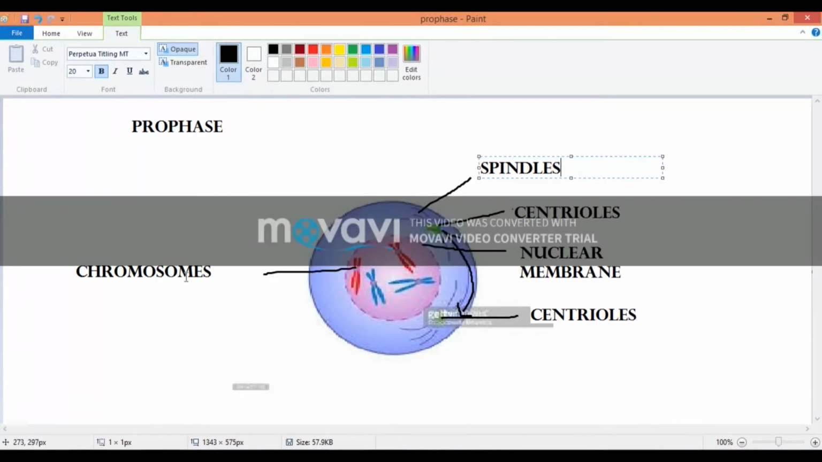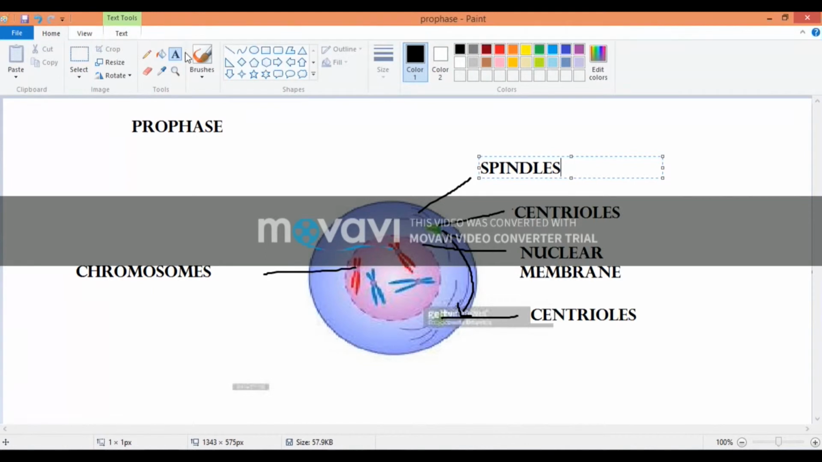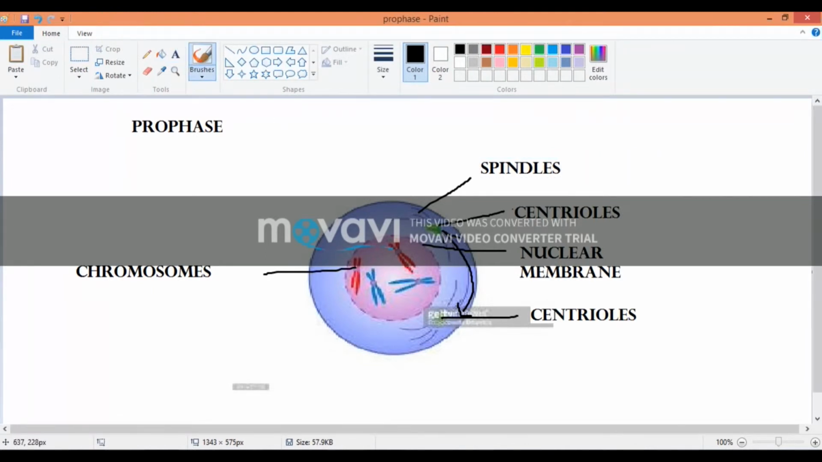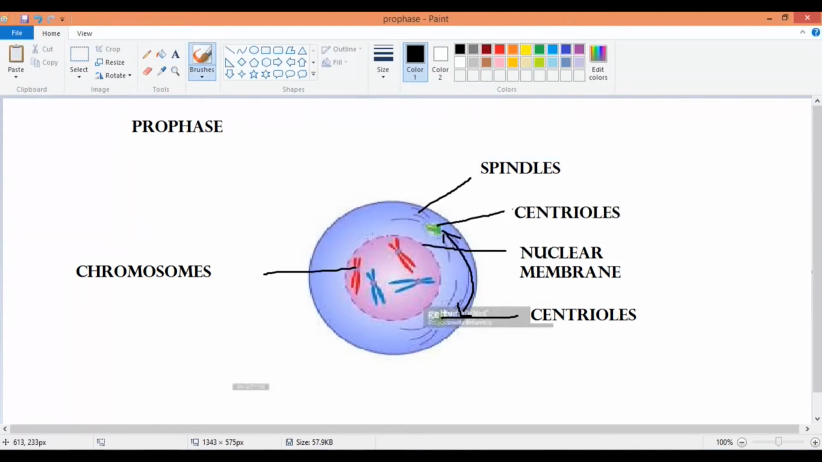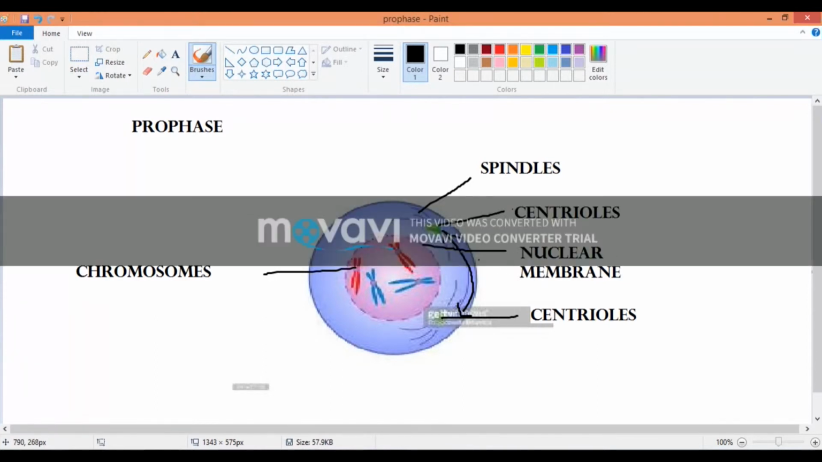The nuclear envelope breaks down. So you can see there are spaces. May I emphasize the spaces between them here. It has spaces because it has begun to break down. And the spindles form at opposite poles of the cell.